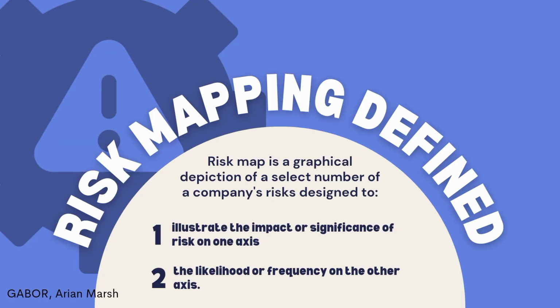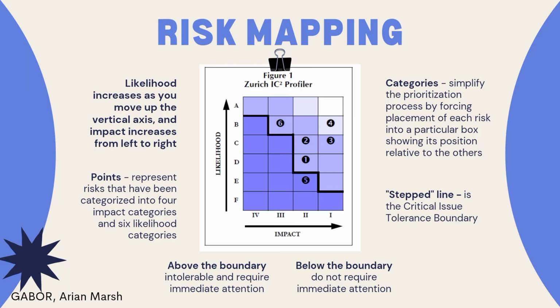Moving on, we define what a risk map is. A risk map is a graphical depiction of a select number of companies' risks designed to first illustrate the impact or significance of risk on one axis, second, the likelihood or frequency on the other axis. Many types and variations of risk maps exist. For example, the axes can vary, the scales can vary, and some are even three-dimensional. The example in this slide illustrates a typical risk map.